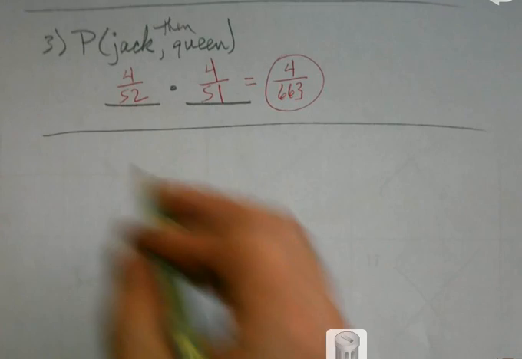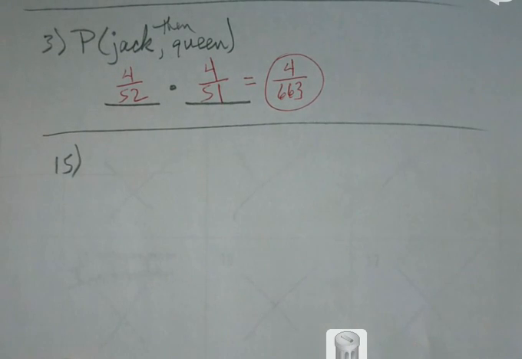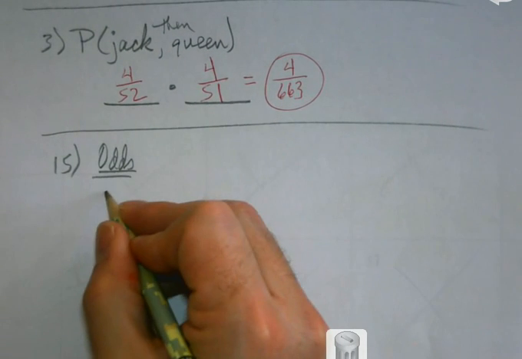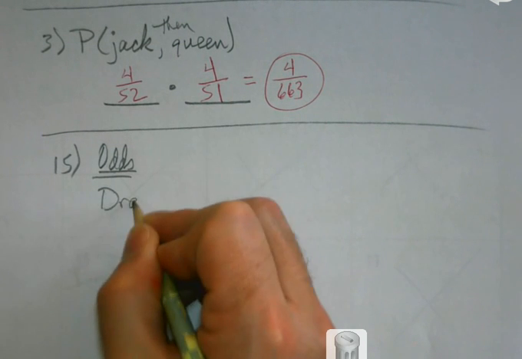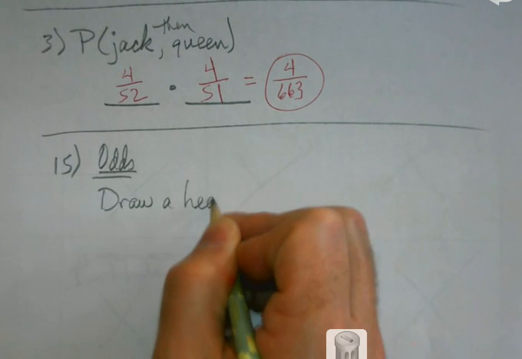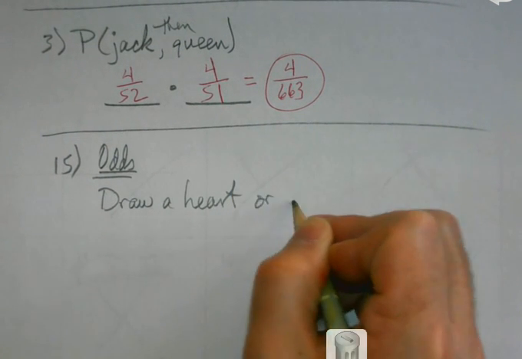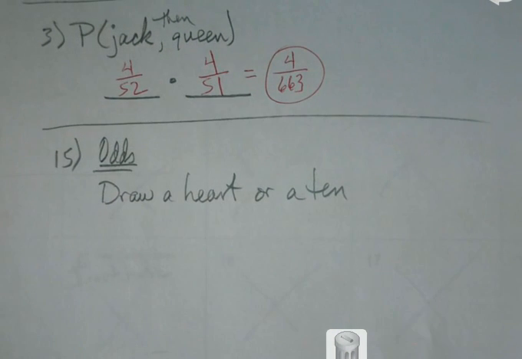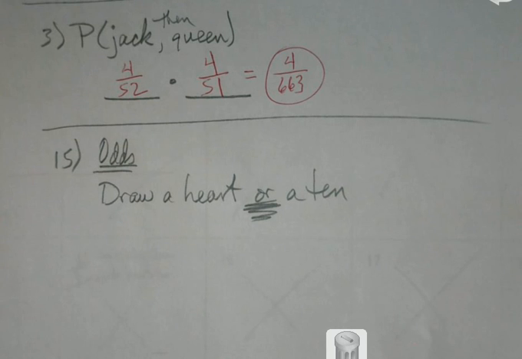All right, 15 on the same sheet here with more probability and counting. We're looking for odds now. So that changes things a little. So draw a heart or a 10. Okay. So there's our or again. So we know what we're going to take, drawing a heart, add that to drawing a 10, and then subtract any overlap that we have.